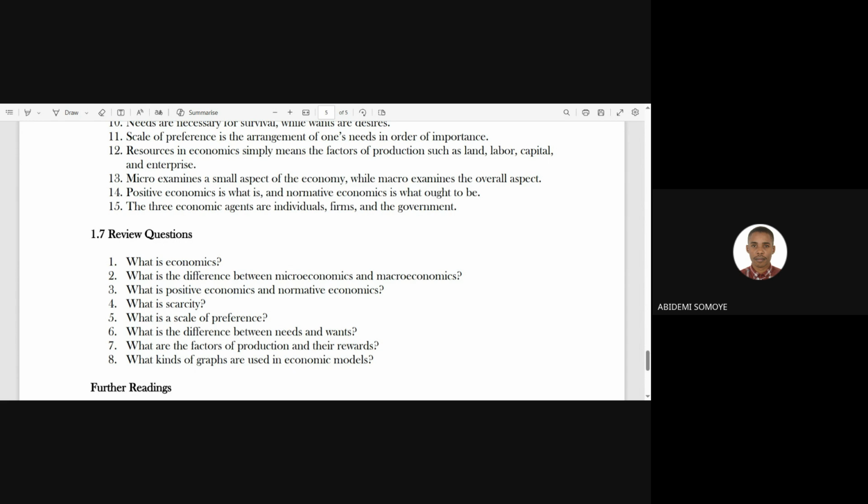I also say resources are not enough because our needs, our wants, and our desires are insatiable. If they are insatiable, there's no way that we can have enough resources because we'll always be demanding for more. So what else? Do you have any question?